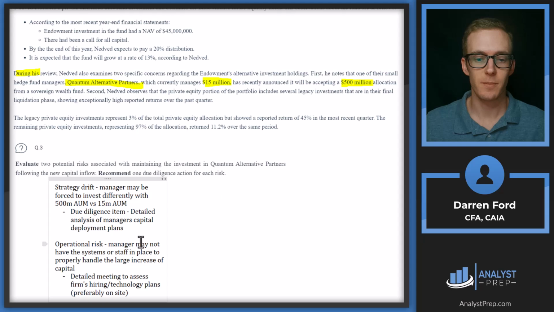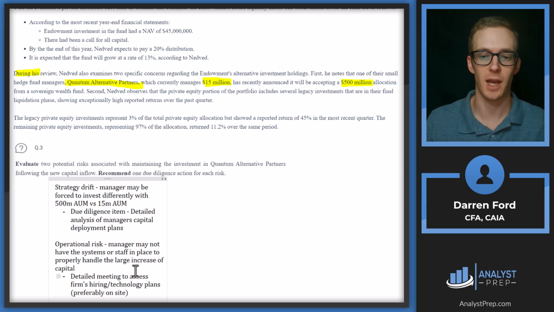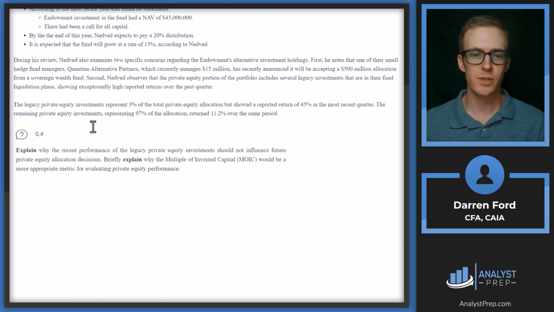Secondly, operational risk. The manager may not have the systems or staff in place to properly handle the large increase of capital. So then a detailed meeting there to assess the firm's hiring or technology plans to handle this. And that's preferably on site, just because you can learn a lot more from being at the firm's site than you can over Zoom.